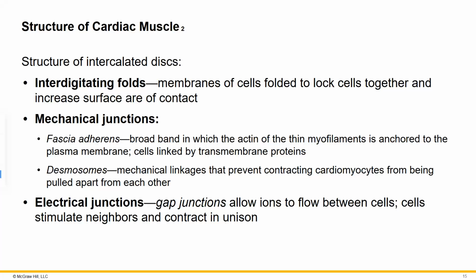Electrical junctions are the gap junctions that allow ions to flow between cells, and the cells stimulate neighbors and contract in unison. So we have these intercalated discs with gap junctions to allow for the rapid passage of electrical signal. Once the signal starts in one part of the heart, it has to spread very quickly to the rest of the cells in that part of the heart so that they can all be stimulated to contract in unison.